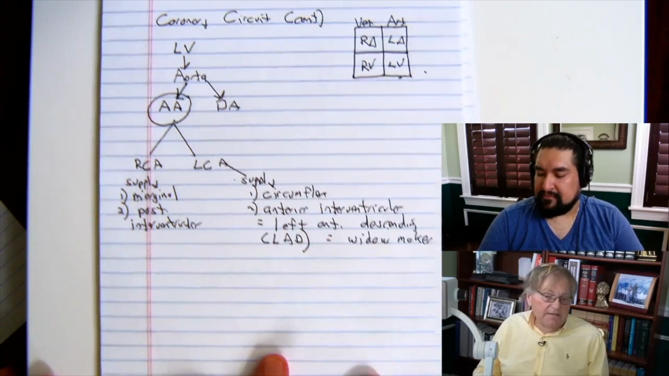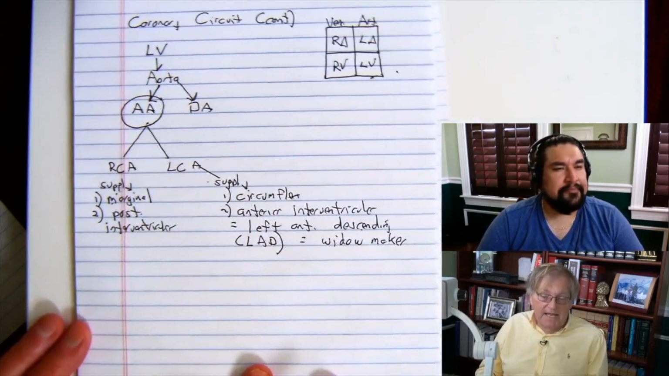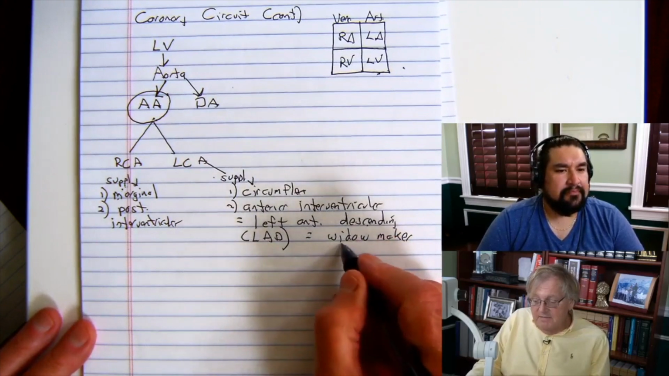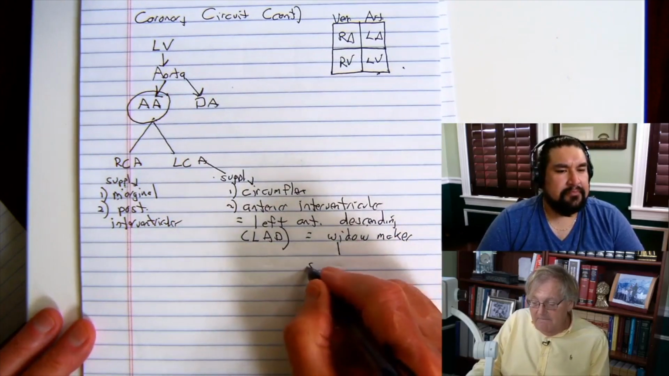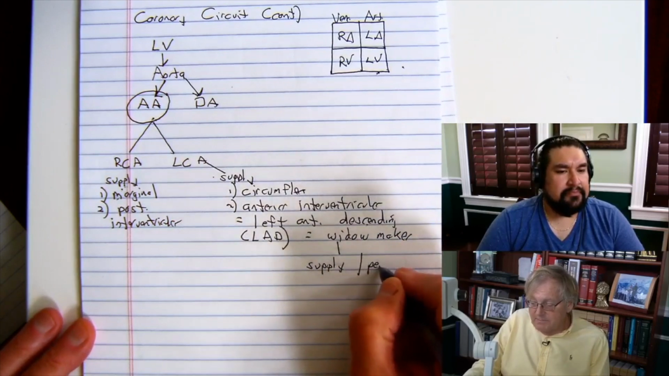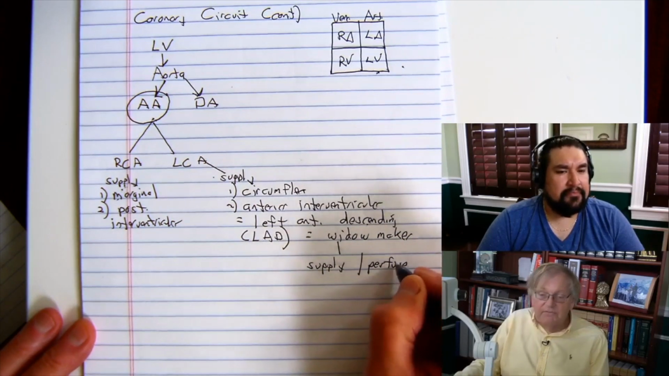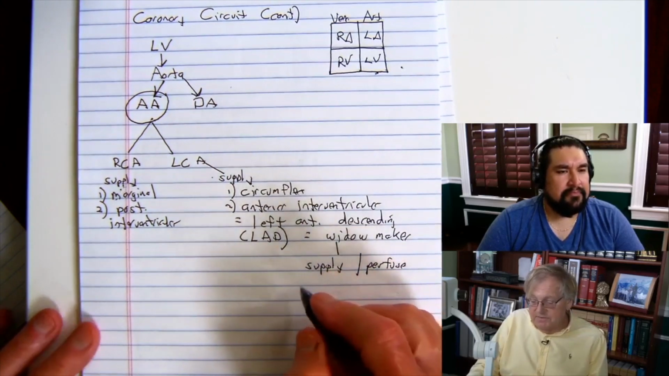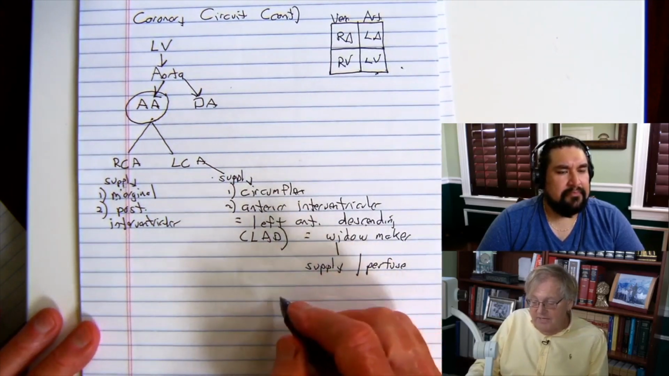And now the significance of all of that is this widowmaker is significant because that is going to supply or perfuse. That's why I said it's probably the most important thing of circulation. It's going to supply or perfuse three different important structures.